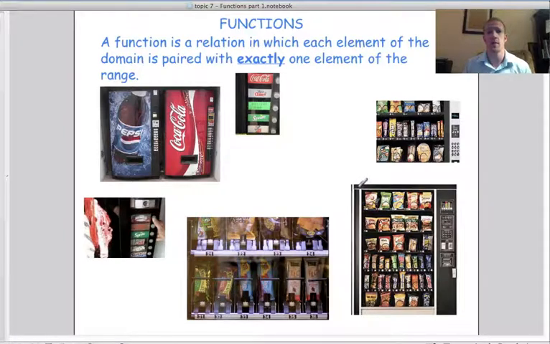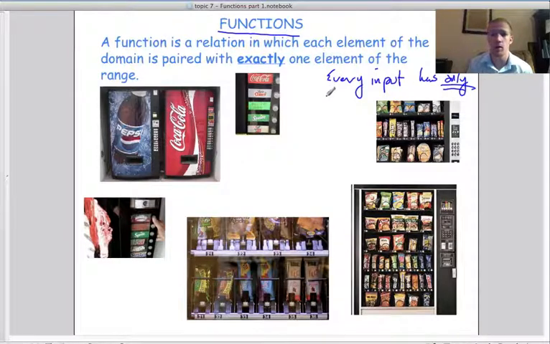Hey guys, so today we're talking about functions. A function is a special type of relation, and that's when each element of the domain is paired with exactly one element of the range. So what that means is every input has only one output.